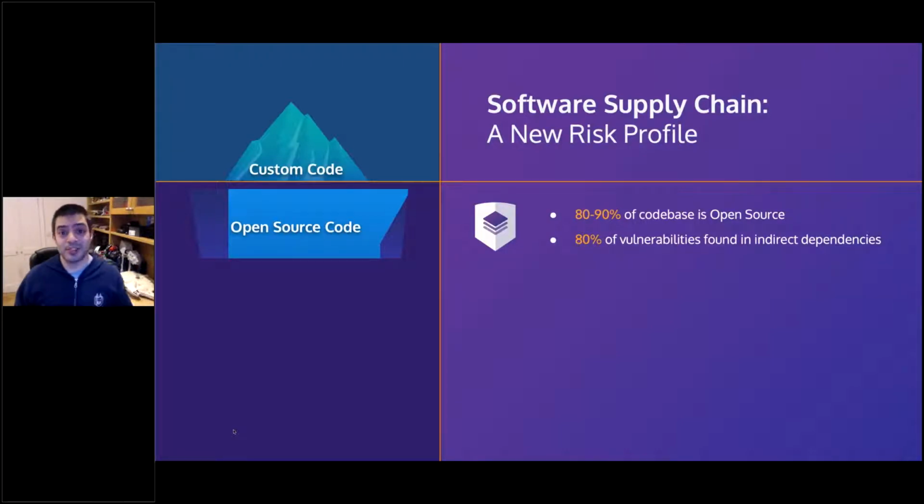Sometimes you look at that stat and you think, wow, that's worrying. But this is absolutely superb. It means we can write a small amount of custom code and make use of great open source libraries, frameworks and libraries that we can use to rapidly develop our application. One of the things we need to consider heavily, though, from a risk profile, is that 80% of our vulnerabilities are found in indirect dependencies.